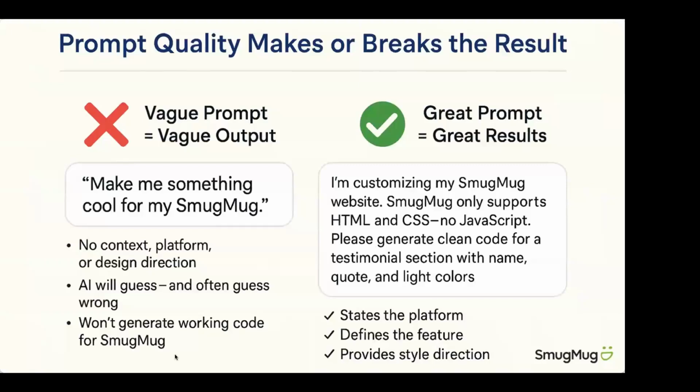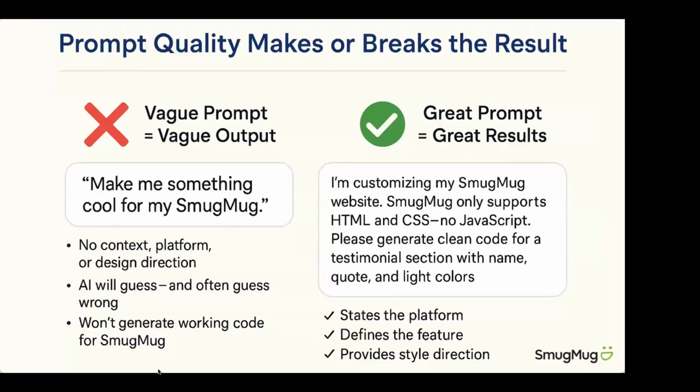All right, let's kick this off. Let's go over and look at what a good prompt versus a bad prompt is when you're working with AI. So starting with a bad prompt example: "Make me something cool for my SmugMug." This prompt fails on multiple levels. It's vague, provides no technical constraint, and offers virtually zero design direction. While AI tools might create something and perhaps it will be, quote unquote, cool, they'll make assumptions that likely won't align with your vision, or worse, won't even work with SmugMug's platform.